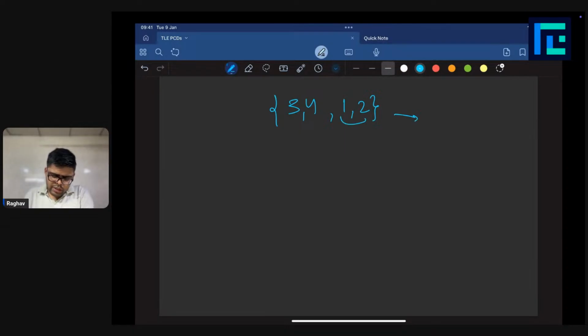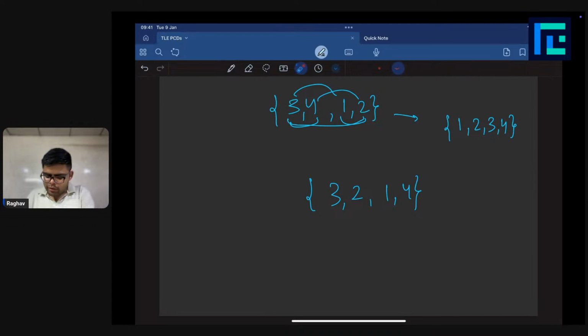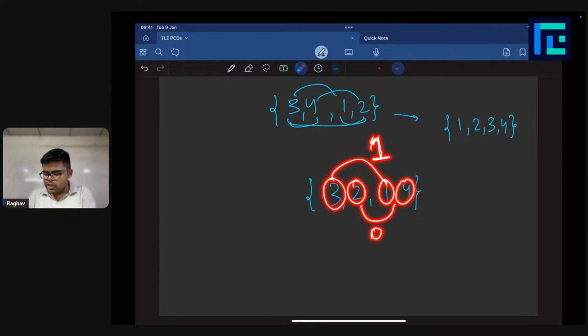You can just choose these two, you can just swap these two, and these two would be swapped, these two would be swapped, and the array will become 1 2 3 4, which is sorted, so you can't have anything better. In case the array looked like 3 2 1 4, then the number of inversions here would be one inversion here, that is an odd number of inversions, but zero inversions here, that is an even number of inversions.